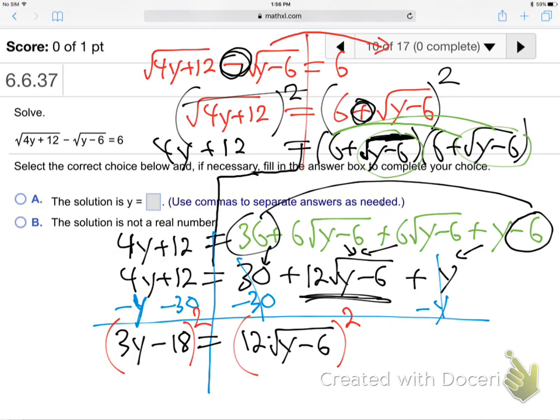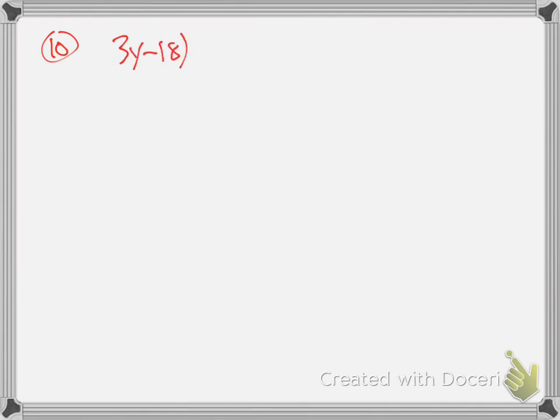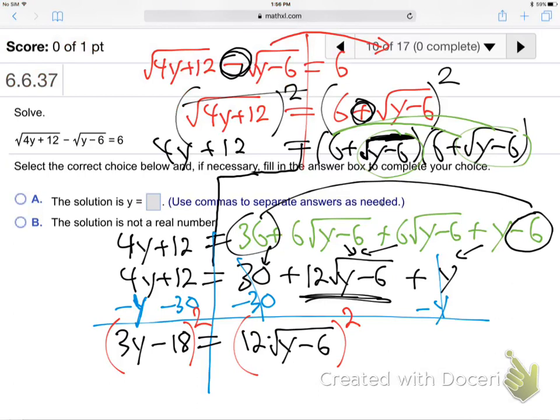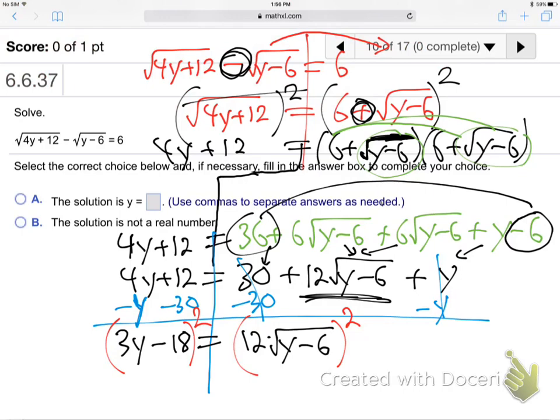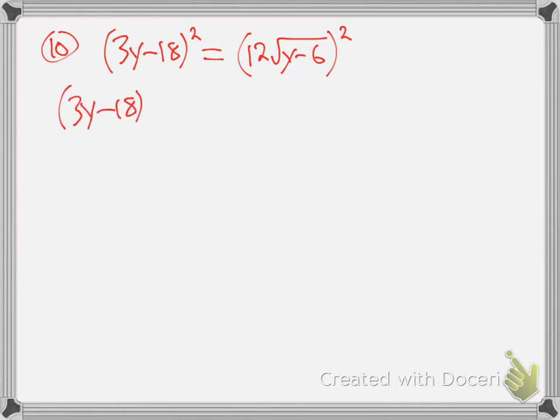So this is number 10, so 3y minus 18 is 12 root y minus 6. So we good to there so far? Then square both sides. It's going to be y squared, but yep. So 3y minus 18, 3y minus 18. Now when you square the other side, the 12 is going to actually get squared and become 144, and then the root will be canceled. Right, everybody see that?